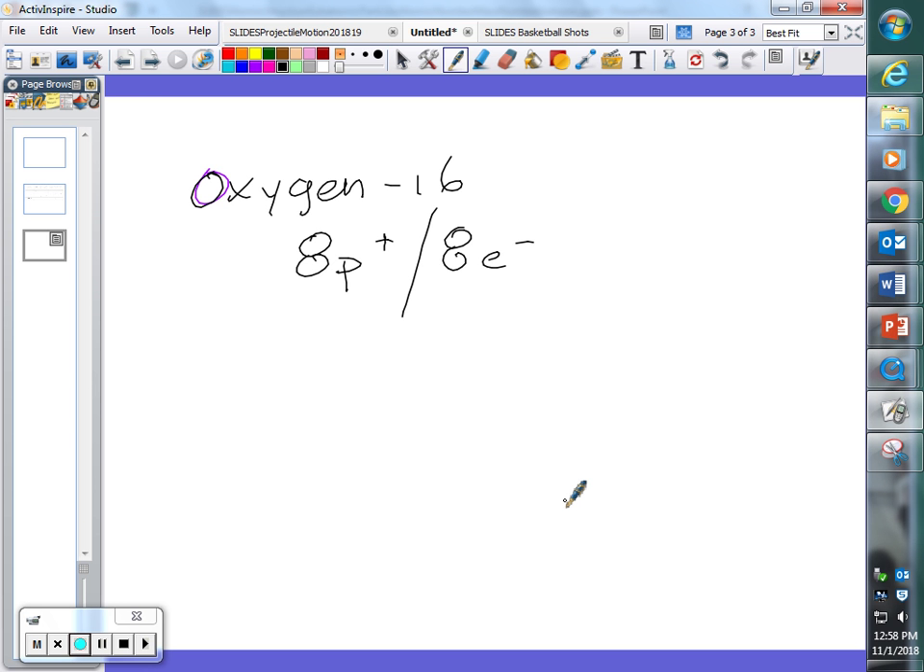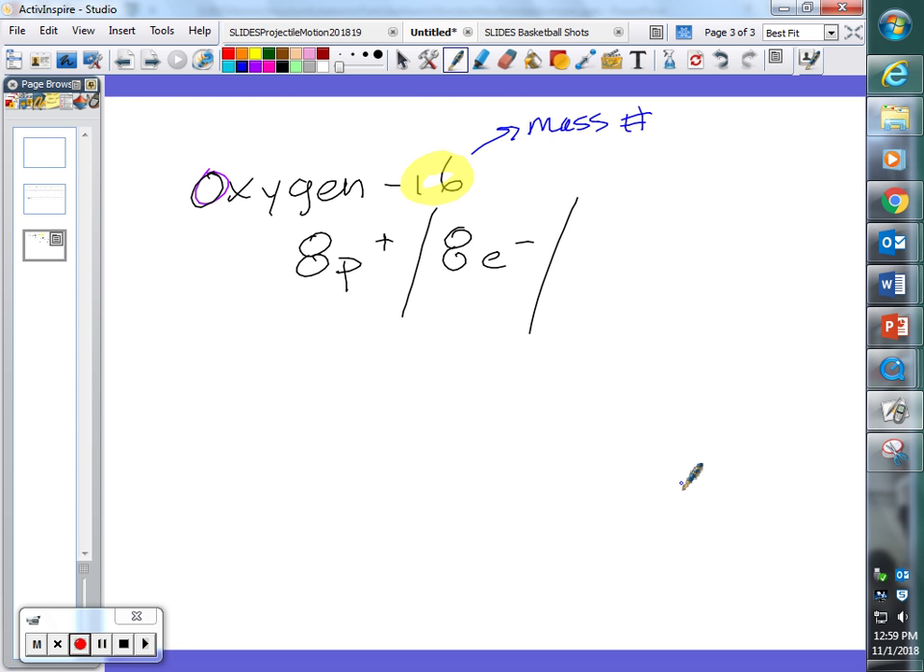Okay, here's where we have to do some reasoning. According to your outline, the number after the dash is what? The mass number. Okay? So this number here is the mass number. What does the mass number tell us? Number of protons plus neutrons. It is a count. There are 16 total protons and neutrons in the nucleus of this atom.